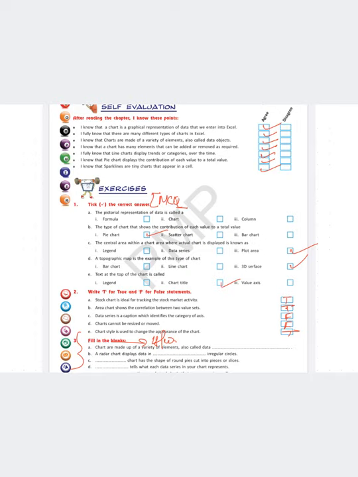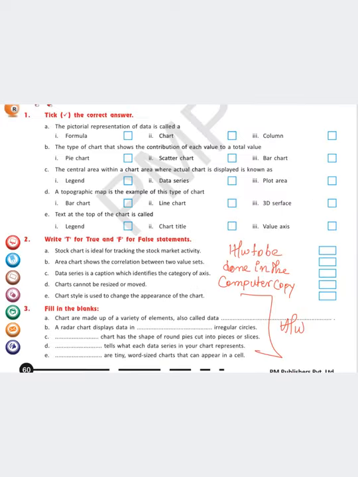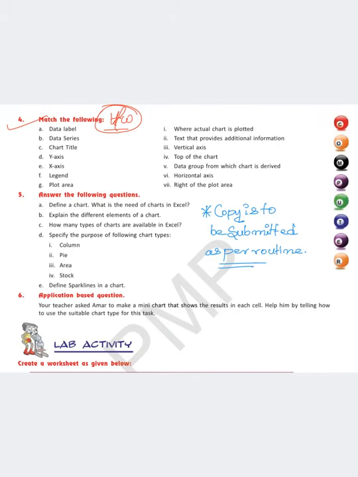Now children, question number 3, fill in the blanks, will be your homework. Followed by that, question number 4 as well will be your homework. That will be submitted this week itself as per your copy submission routine. The homework needs to be done in the computer copy, and secondly, the copy is to be submitted as per the copy submission routine given by the class teacher. If you don't have your copy submission routine, please contact your class teacher.